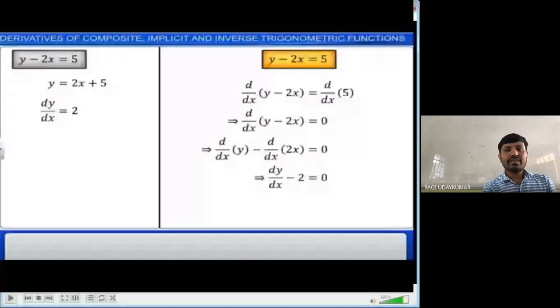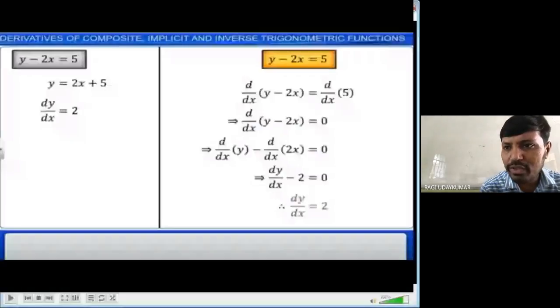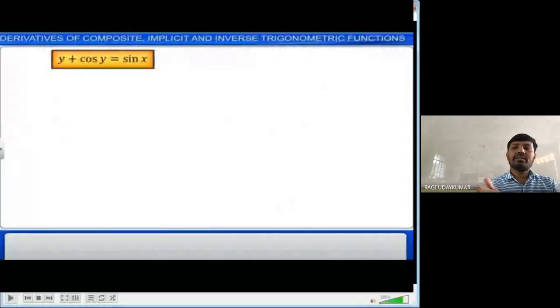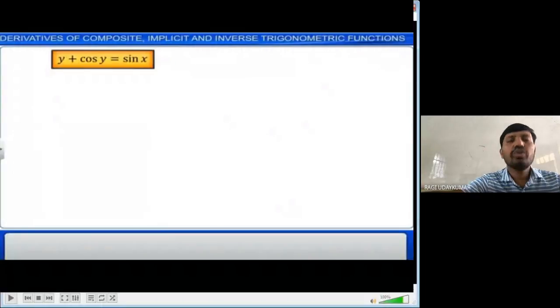Isn't it? So this can be written as d by dx of y minus d by dx of 2x equals 0. So dy by dx minus 2 equals 0. Therefore dy by dx equals 2. The same thing can be done for this type of function, y plus cos y equals sin x.